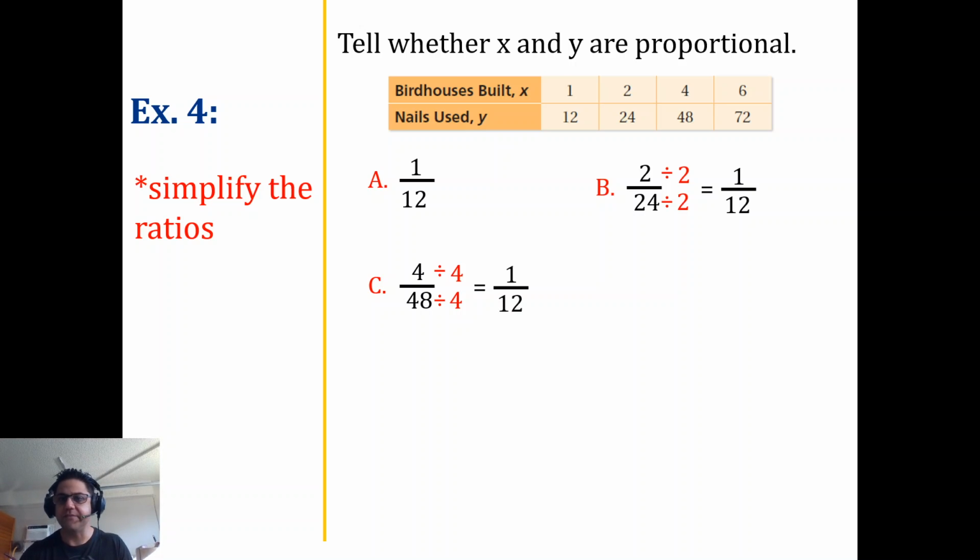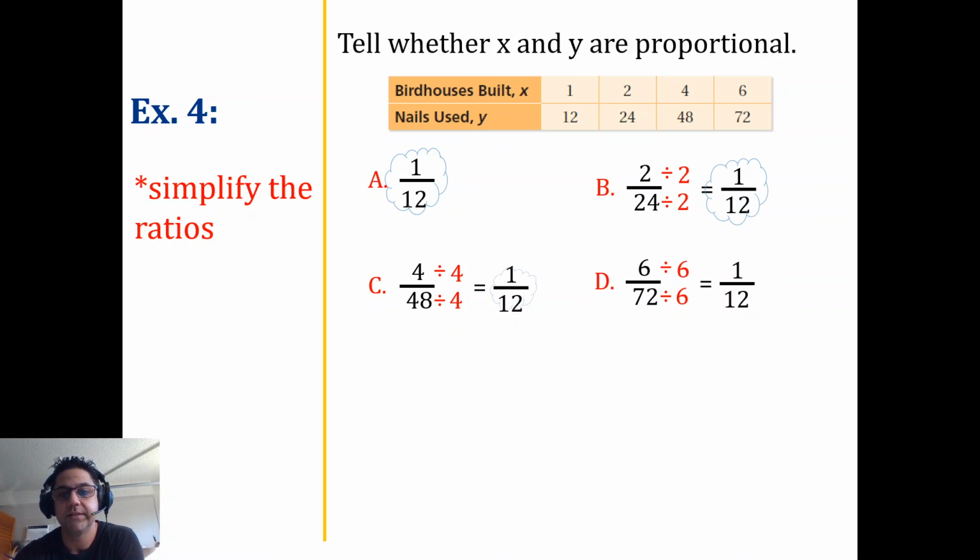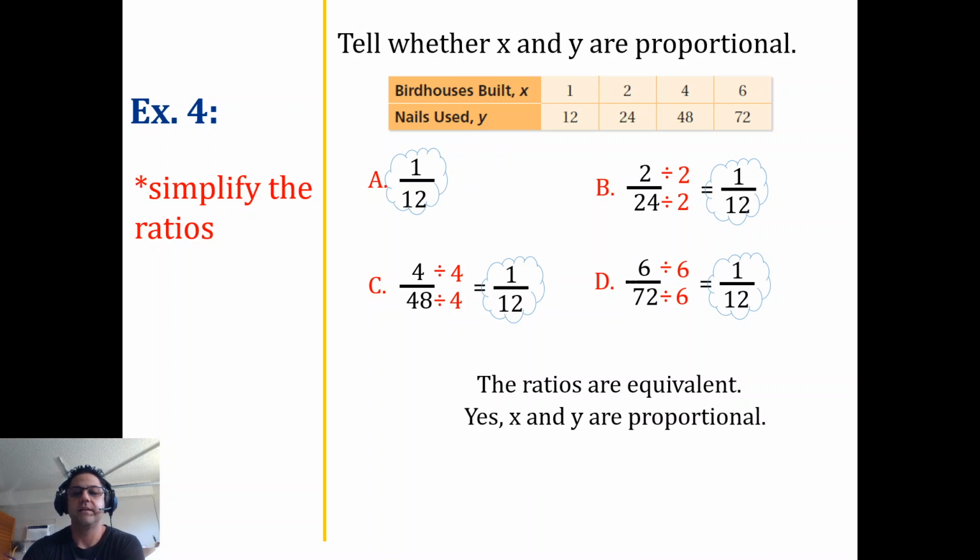Remember, you could always pause the video to catch up if you need to. All right, last one. We're going to go ahead and look at it. 6 over 72. So if you didn't know, they can both be divided by 6. Hey, look at that. All 4 are good. So x and y are proportional. Again, all 4 have to work.